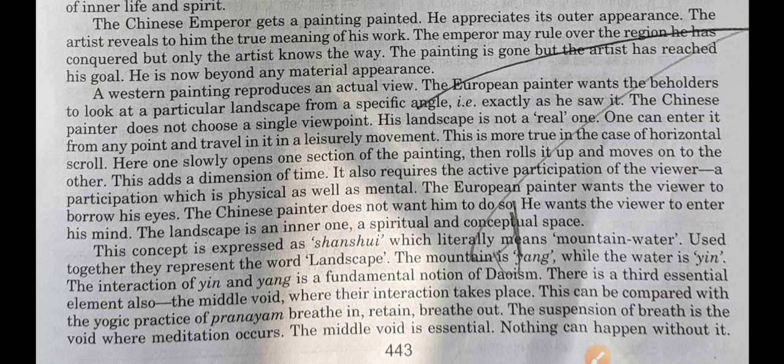Now, children, the next concept which has been explained here is sansui, which means mountain water. Used together, they represent the word landscape. The mountain is yang while the water is yin. And the interaction of yin and yang is a fundamental notion of Taoism. There is a third essential element also, the middle void. Means between mountain and water there is a void. Void means nothing. And that's the place where the interaction of mountain and water, or yin and yang, takes place.